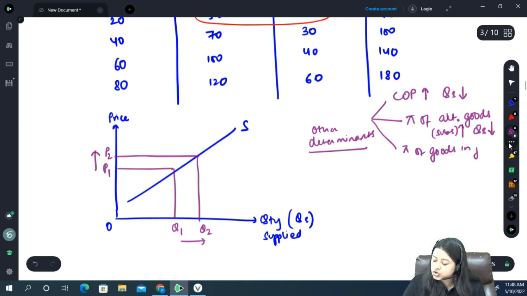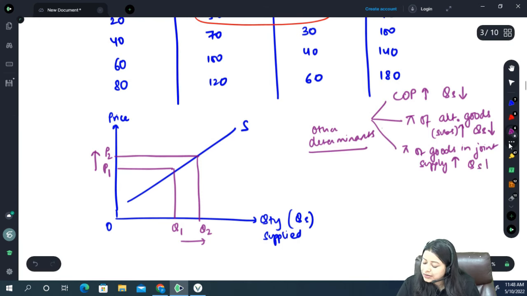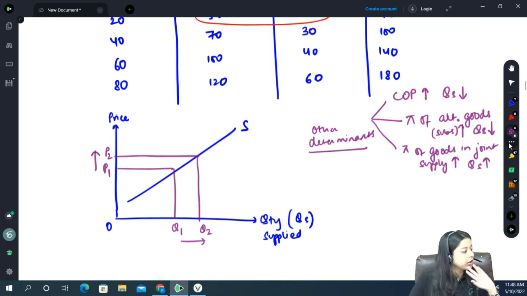Again, we have profitability of goods in joint supply. If the profitability of my goods in joint supply increases, for example, profitability in producing petrol increases, I will produce more diesel as well, because it will automatically be produced. So quantity supplied will increase for my good, considering my good is diesel over here. Clear? Right?